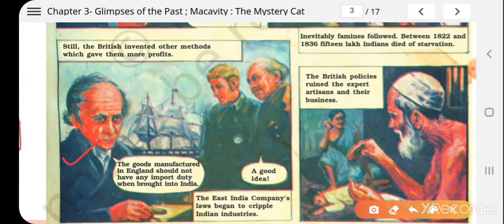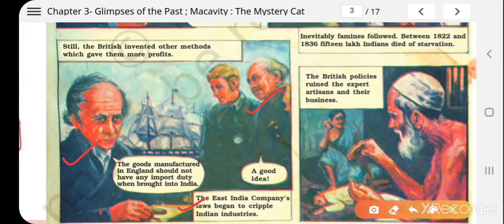होता है ना जब एक कंट्री से दूसरी कंट्री में आता है कोई सामान, so the tax is called import duty. So they said that there should not be any kind of import duty on those goods which will be manufactured in England and will come here in India. So the second one is saying that yeah, good idea. Actually the thing is that the East India Company's laws began to cripple Indian industries.